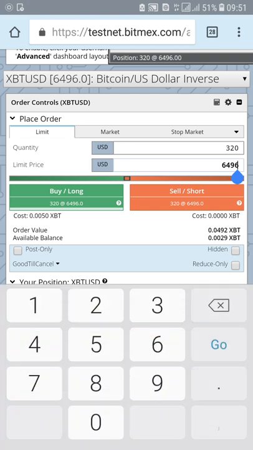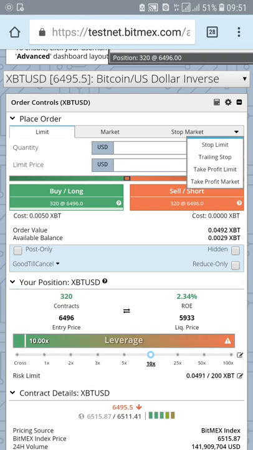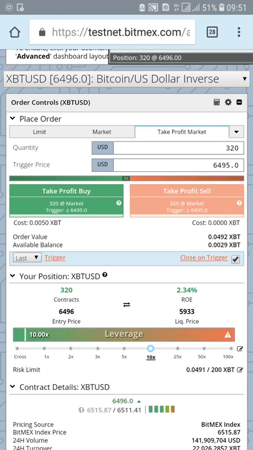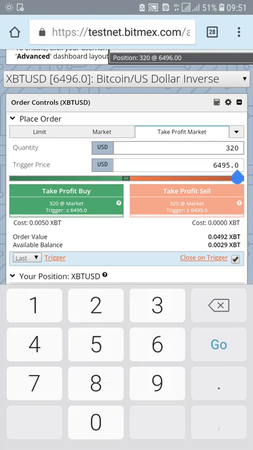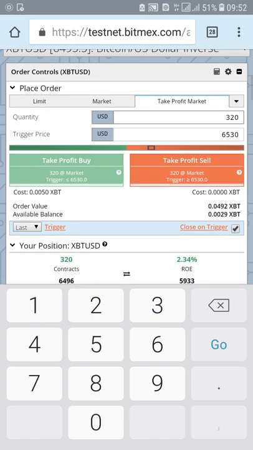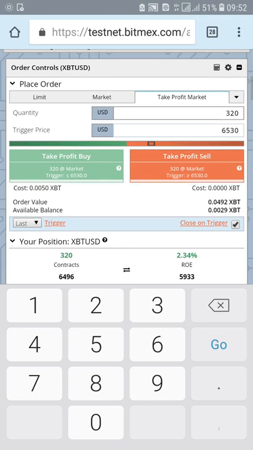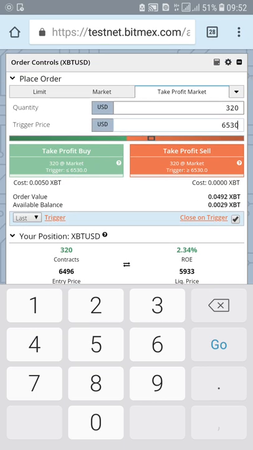Let's just place my take profit. I come over here and I click on this little arrow. I click on take profit markets. I prefer using market for all of them, for stop loss and for take profit. Now I say if Bitcoin gets to 6530, I want to take profit, and the quantity will show the quantity of contracts I want to take profit.